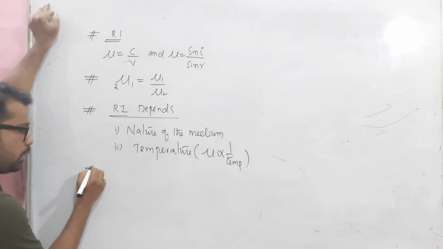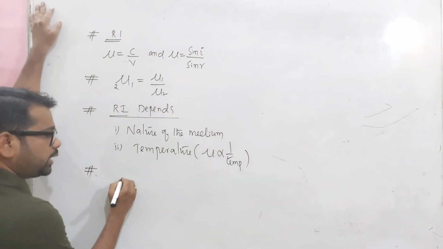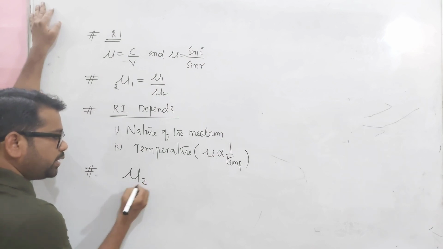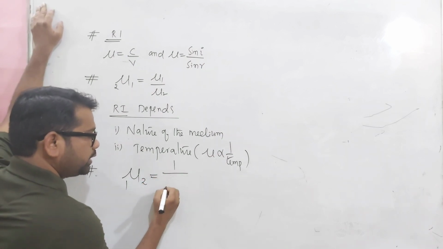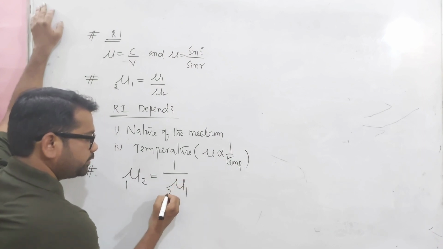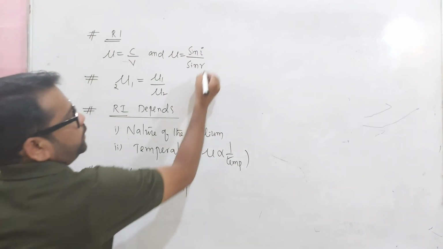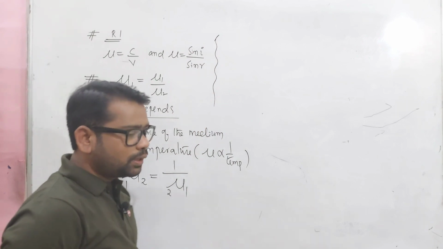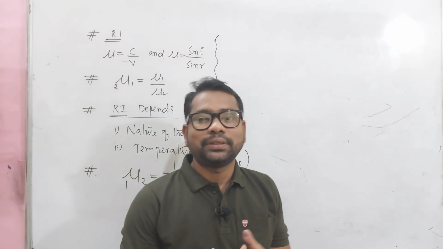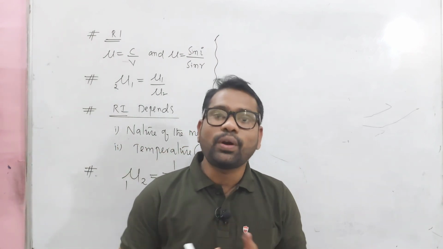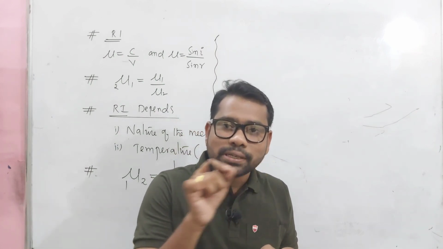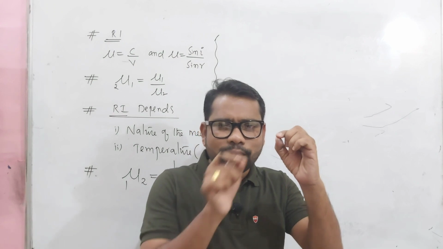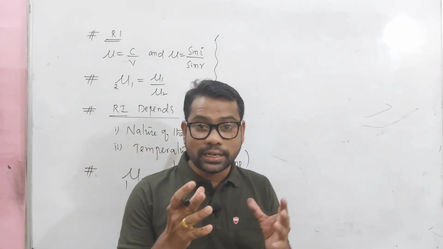Next we discussed the principle of reversibility. According to that, the refractive index of the second medium with respect to the first medium is equal to the reciprocal of the refractive index of the first medium with respect to the second medium. Fine. And then we discussed refraction through a glass slab. The very important thing there is the lateral displacement. What is lateral displacement? The perpendicular distance between the emergent ray and the incident ray when extended forward is called lateral displacement.